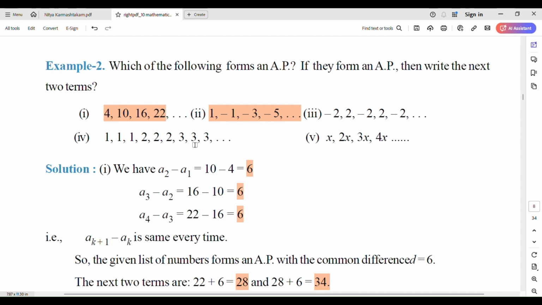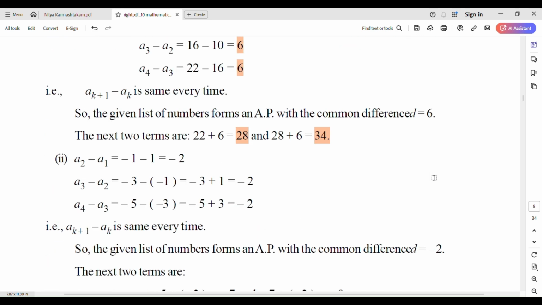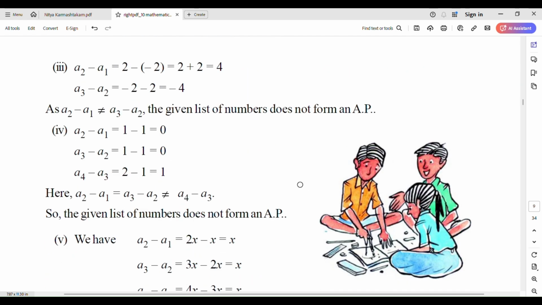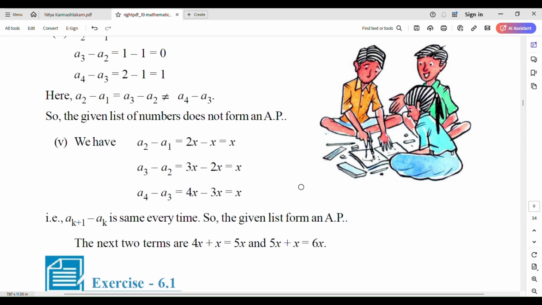Here 1, 1, 1, 2, 2, 2, 3, 3, 3, definitely not. There is 0 common difference here, 0 common difference here, there is 1 common difference here, right? So there are different common differences. So it is not in arithmetic progression. x, 2x, 3x, 4x. Yeah, definitely. This is basically you have natural numbers 1, 2, 3, 4, and you are multiplying with x. So you got 1x, 2x, 3x, 4x. Of course, the difference is only x. Okay, so it is in arithmetic progression. Okay, so this is how you should find if the given set of numbers are in arithmetic progression or not.